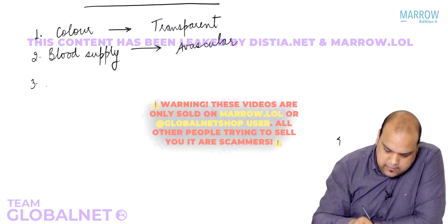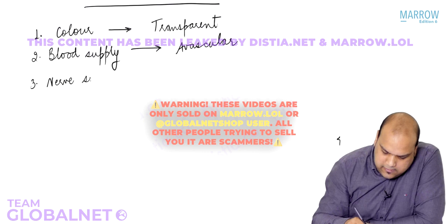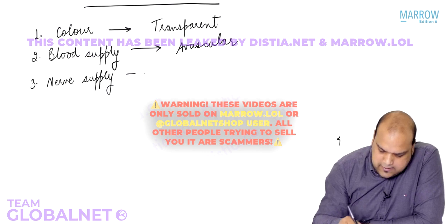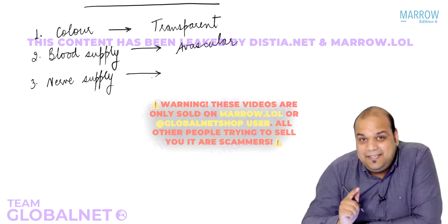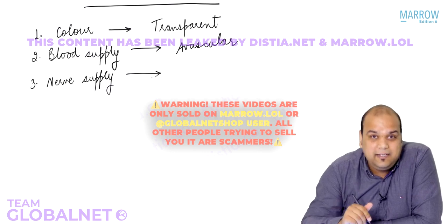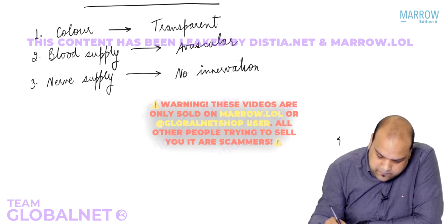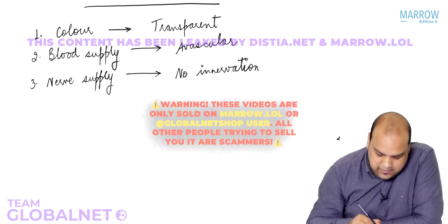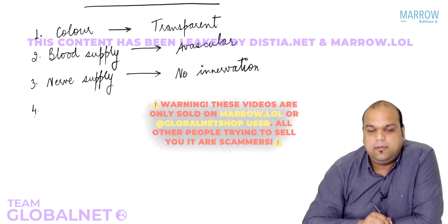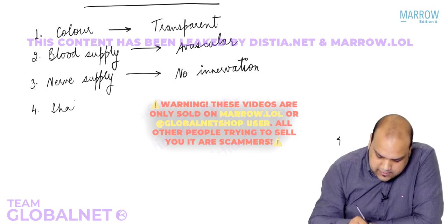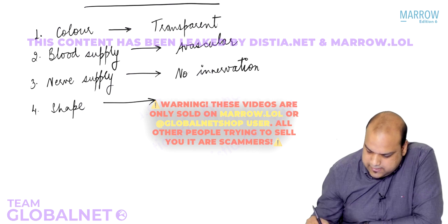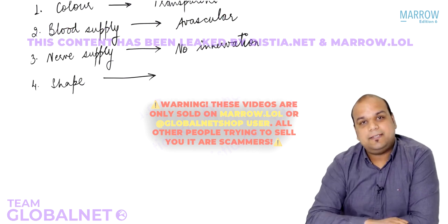Third point. What is the nerve supply of lens? Does lens have any nerve supply? Third, fourth, fifth, sixth, any cranial nerve? No, guys. Very good. So, there is no innervation. There is no nerve supply. Absolutely. Number 4. Again, a simple question, guys. What is the shape of lens?